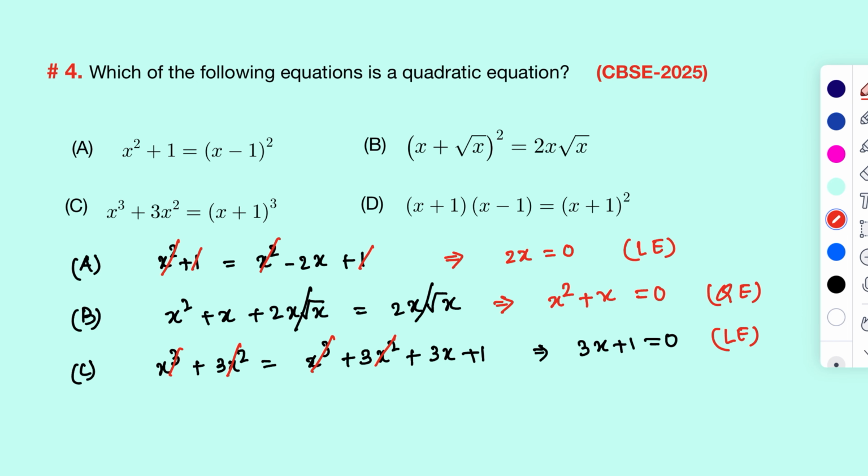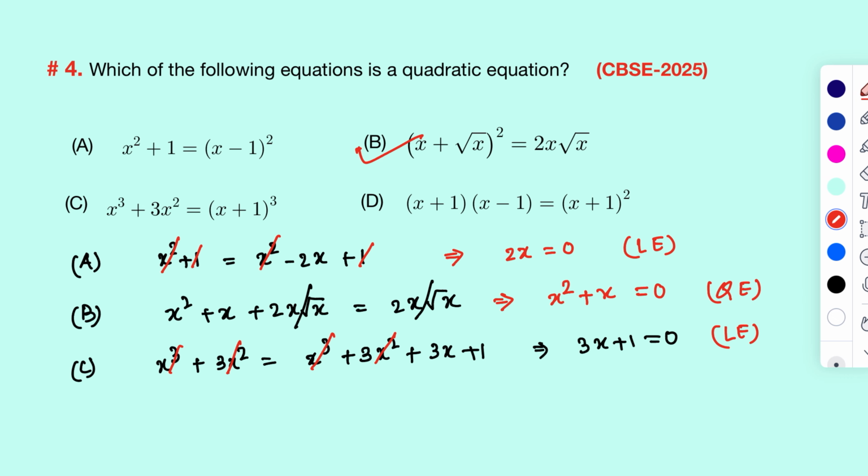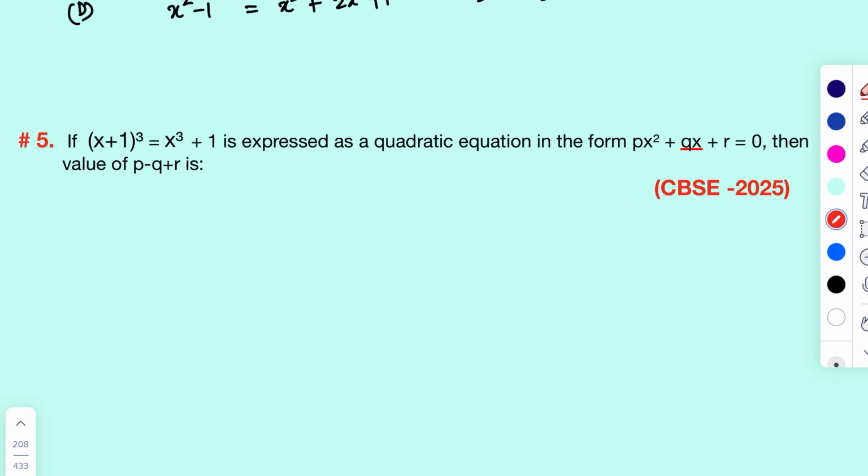We have already got that the B part is correct, which is a quadratic equation. Just for satisfaction, we are trying the last one. (x plus 1) into (x minus 1) is x square minus 1, equal to x square plus 2x plus 1. This implies 2x plus 2 equal to 0, or x plus 1 equal to 0. This is all linear equation. So option B is correct.